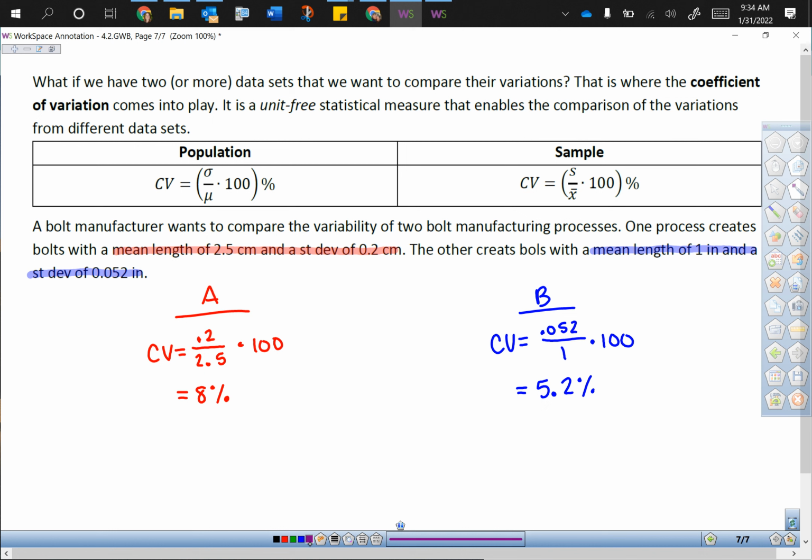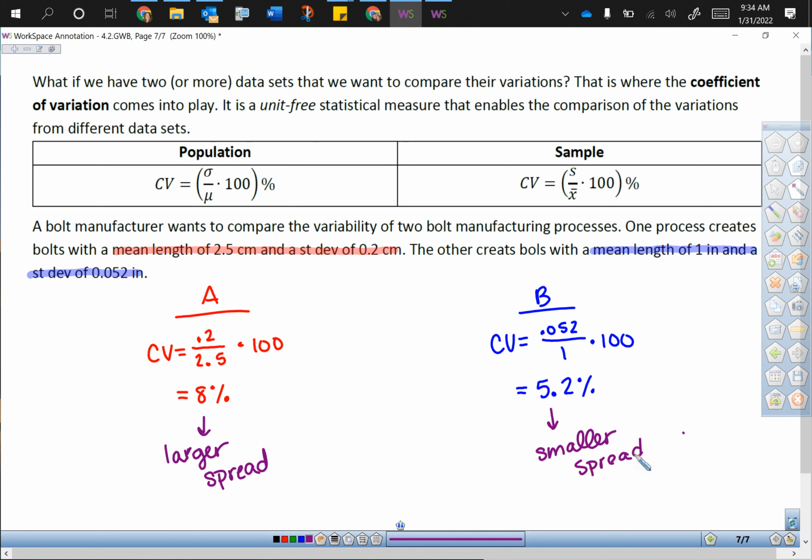Now, the bigger the percentage, I want you to think about this. We're talking about a coefficient of variation. The bigger the percentage means that there is going to be a larger spread. Bigger percentage means there is a larger spread. Smaller percentage means that there is a smaller spread.